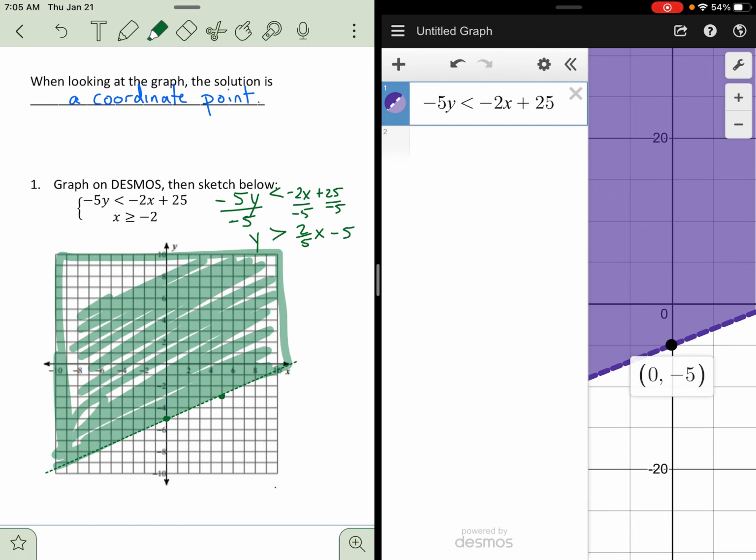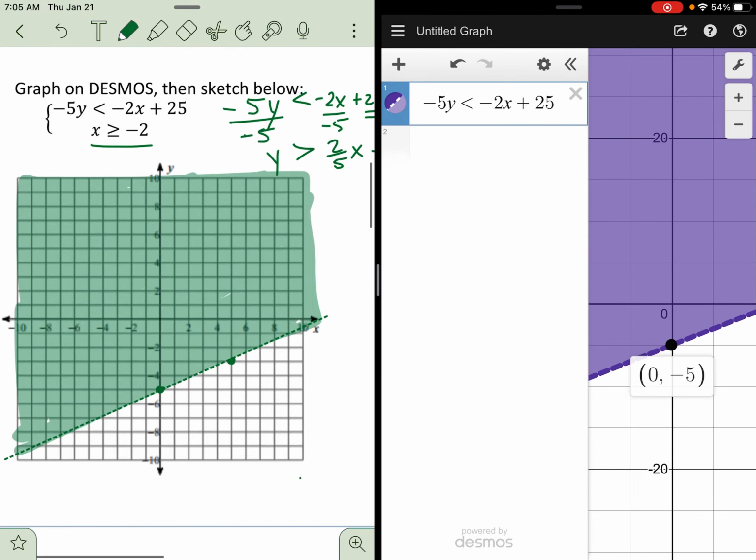Okay, so let's go ahead and shade that region here. What I should do is make this a little bit thicker of a shading utensil so that I'm not spending 25 minutes shading here.